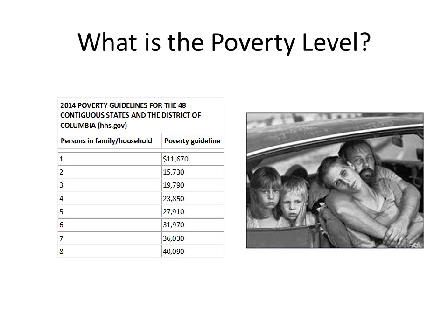So what is poverty level? This is the 2014 poverty guidelines for the 48 contiguous states and the District of Columbia. And you'll see here's our 15,000. So if you have 2 people in your household and you make 15,730 or less, you live in poverty.